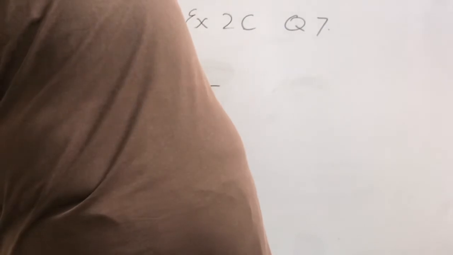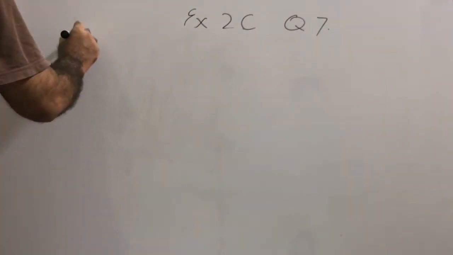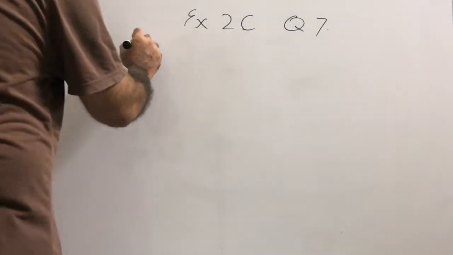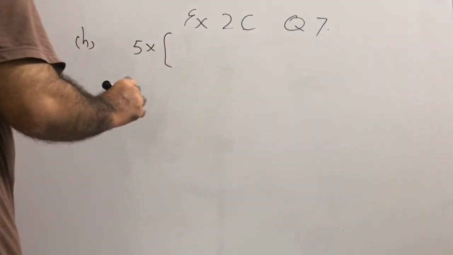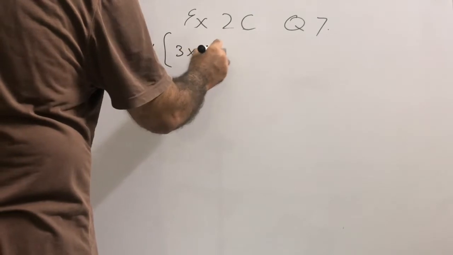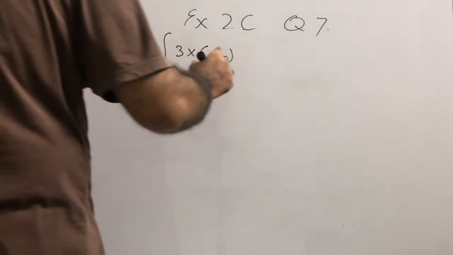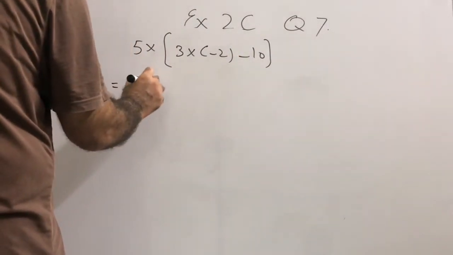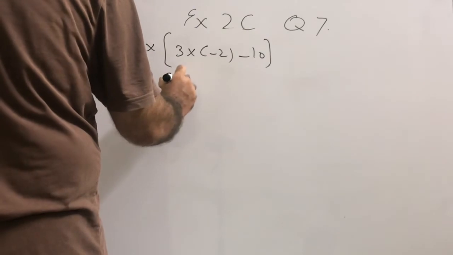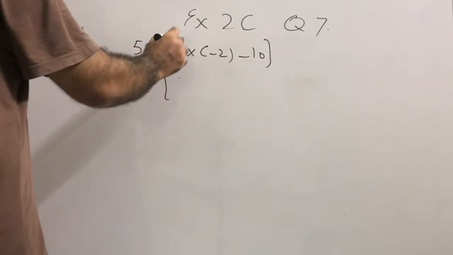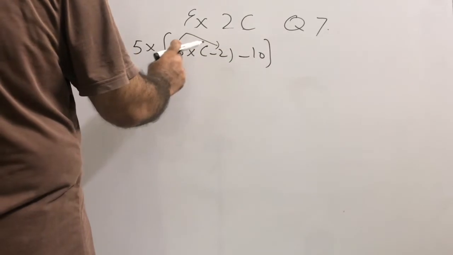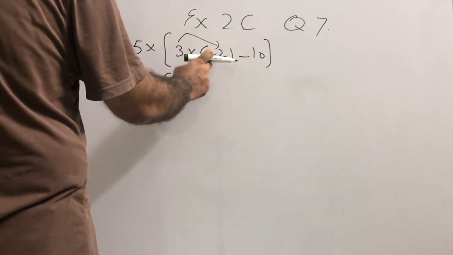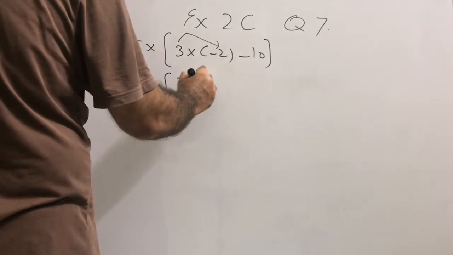Now we will be going ahead to part number H. Part number H is 5 multiplied by big bracket 3 multiplied by minus 2 minus 10. First of all we need to solve this big bracket. 3 will be multiplied by 2. 3 2s are 6. This is positive, this is negative, plus multiplied by minus, it becomes minus. 3 2s are 6, minus 10.